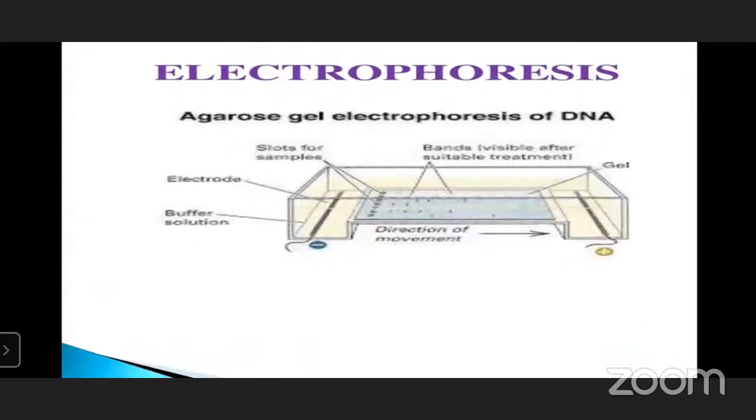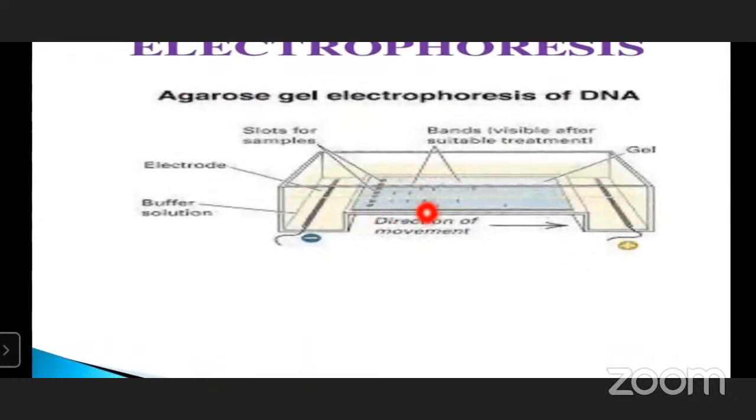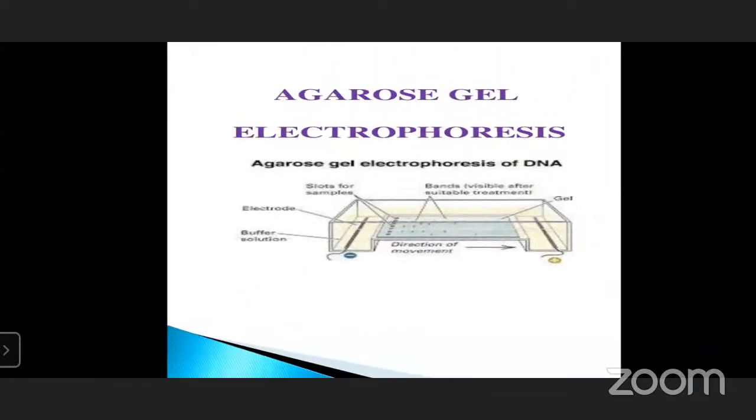So this is the gel, and these are the DNA bands. These DNA bands move on this medium or matrix, that is agarose gel, and these are the electrodes. These DNA fragments are separated according to their size. Agarose gel electrophoresis is the most suitable method for the separation of DNA molecules according to their size.